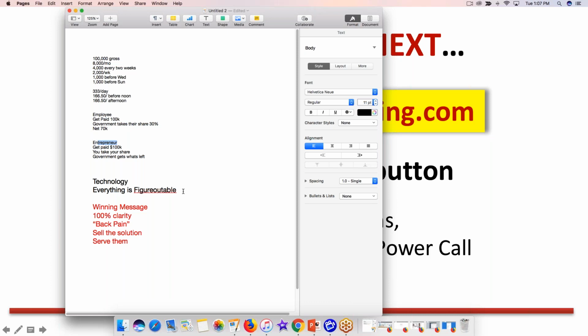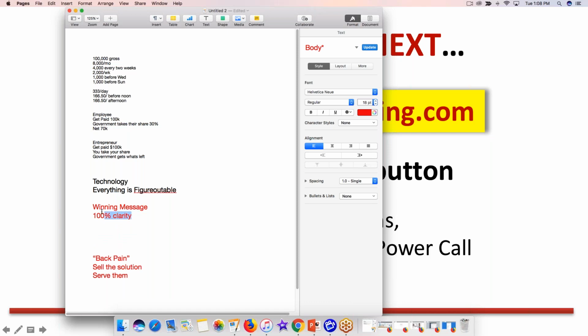And the technology thing is all figure-outable. We spent 10 minutes on the tech part today. The part where you really are going to need to figure it out is crafting that winning message. That's what I want to help you with. Gaining 100% clarity on what you do, removing that pain, selling the solution, and then serving them. These are the only things you ever need to do.